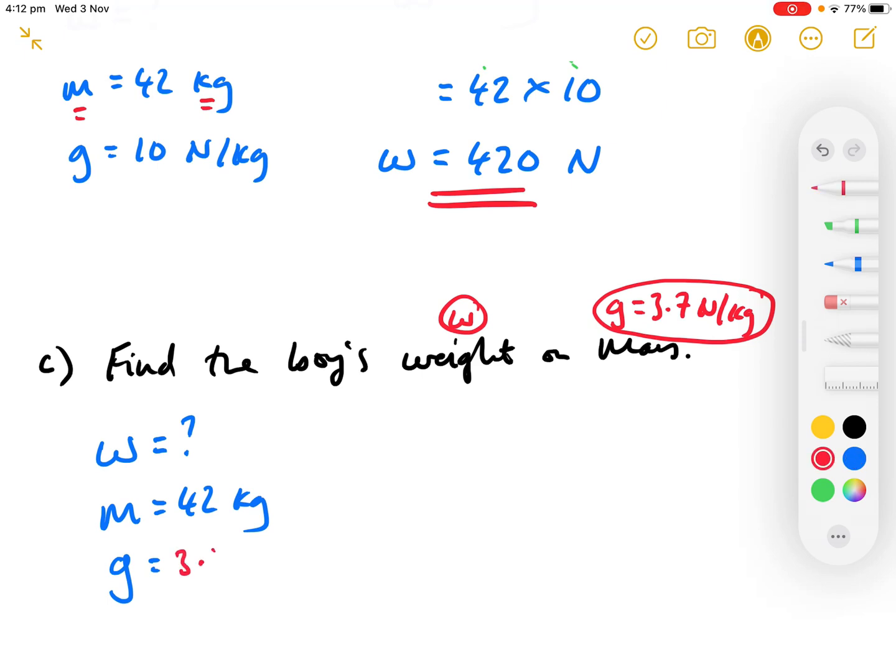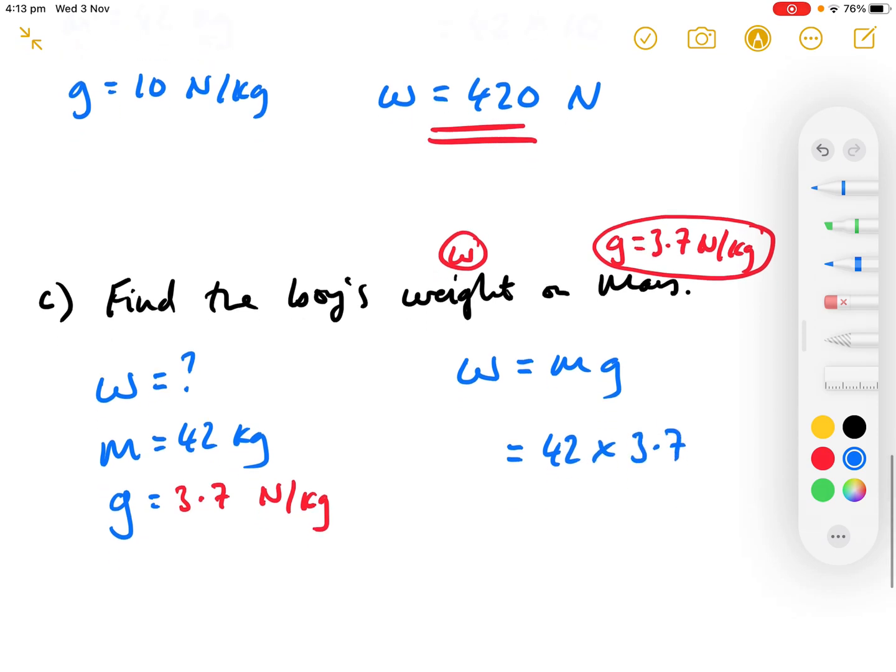And on Mars, G is 3.7 newtons for every kilogram. Just make sure you don't write down 10 automatically because he's not on Earth, he's on Mars. State your equation. W equals mg. 42 times 3.7. Now you will need your calculator to do that.